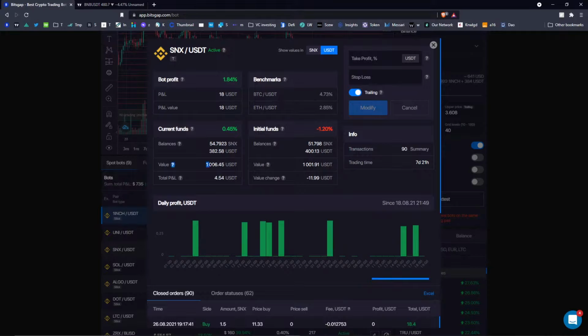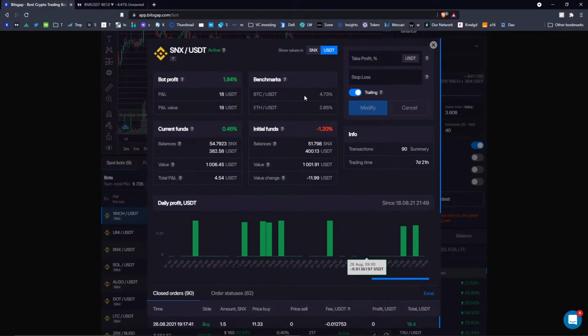Now you can compare your bot strategy with a simple HODL strategy. You see my SNX strategy for the bot, it pays off. It already made me $4. If I would just HODL, I would be at minus $12. So those are the things you can look at. You can see the daily profit and all of that.